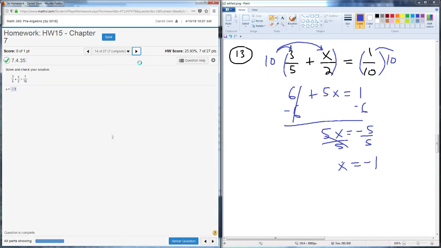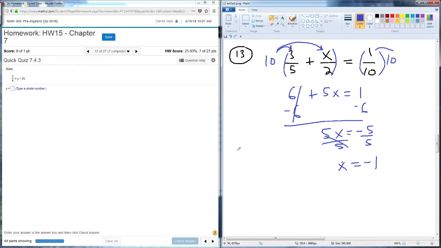Alright, it's not too bad. Another fraction problem. And another fraction problem. This one looks a lot easier, just like number 11, I think. Oops, this is number 15.